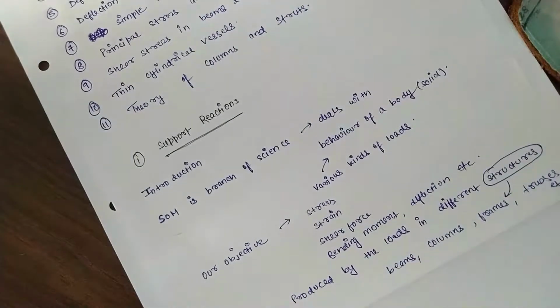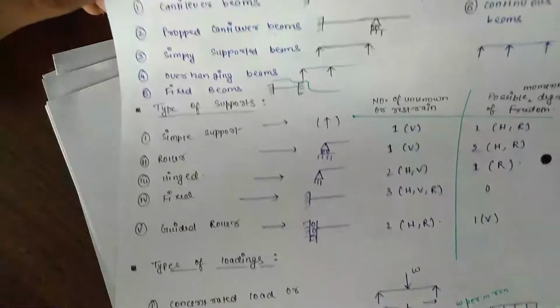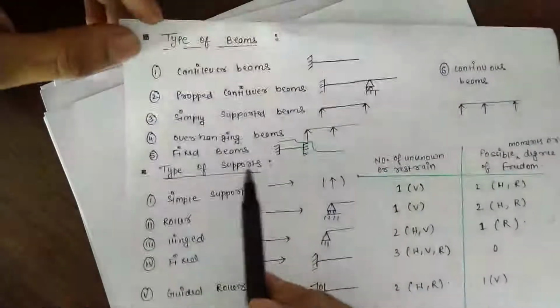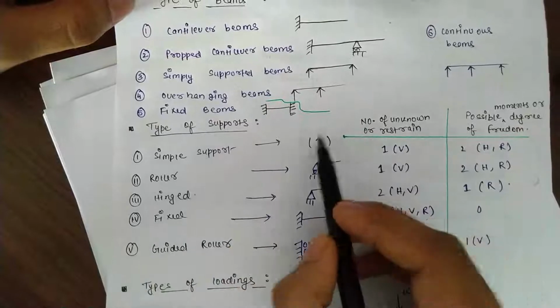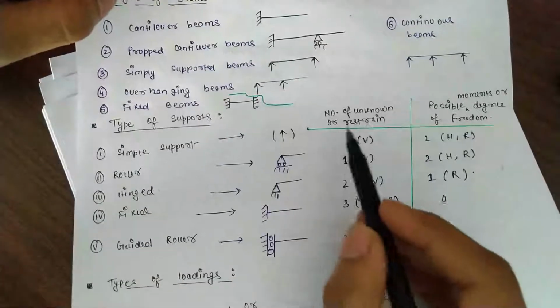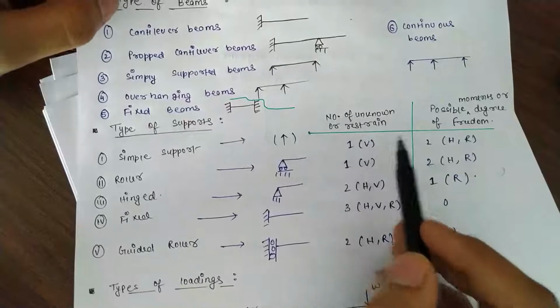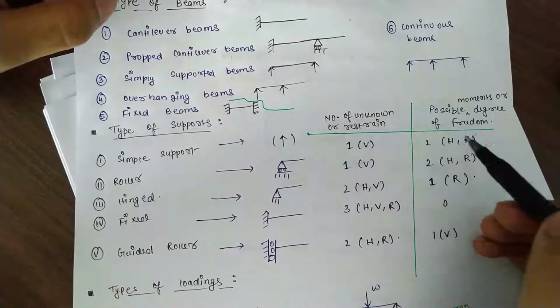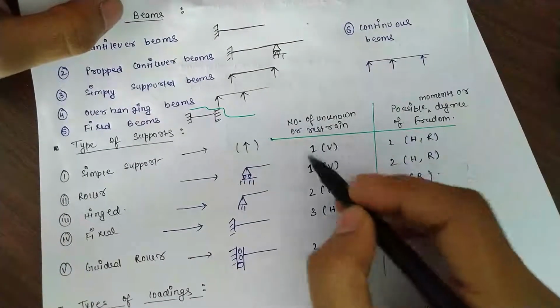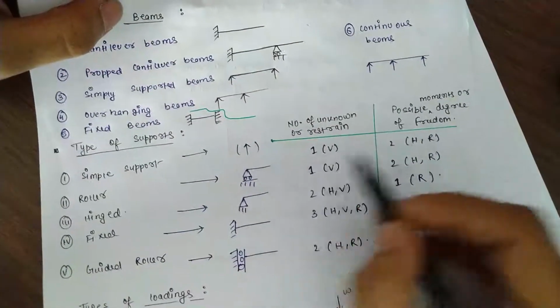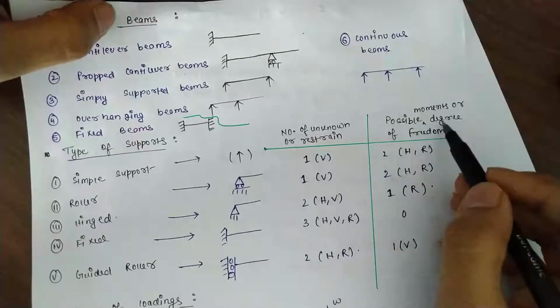Now I will be telling you about the types of supports, types of loadings, and types of beams. So there are three categories of it. First we will be seeing types of support. This is a simple support, and this is the number of unknowns or restraints. That means where the support will give reaction, because the body cannot move in this direction. And this is the possible movements, or degree of freedom.